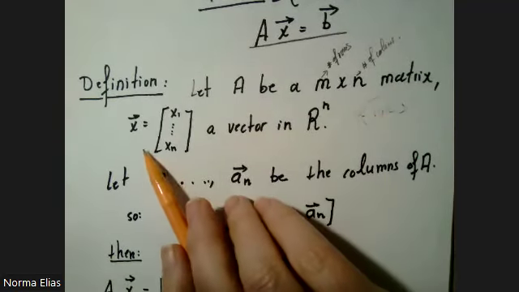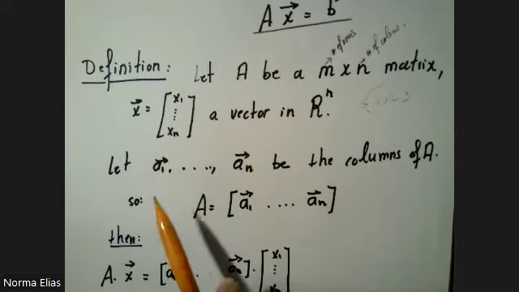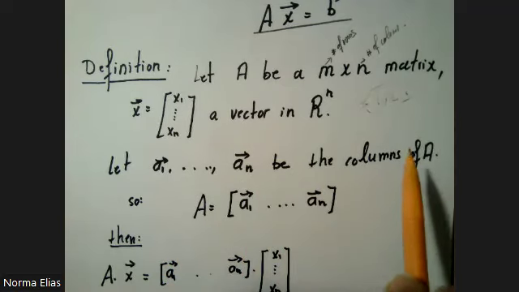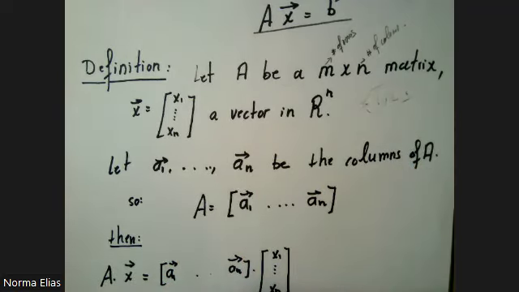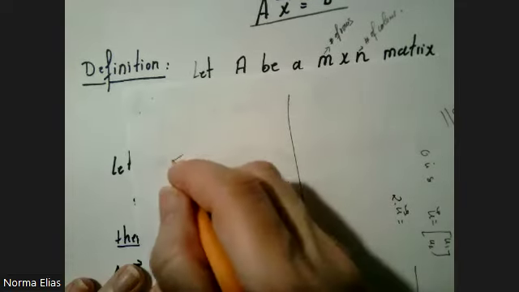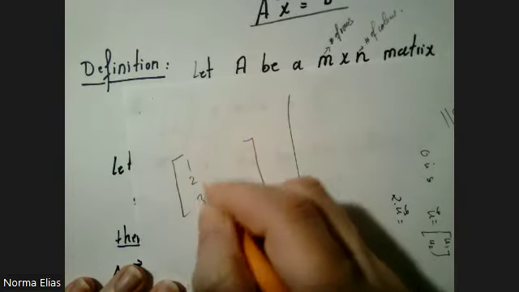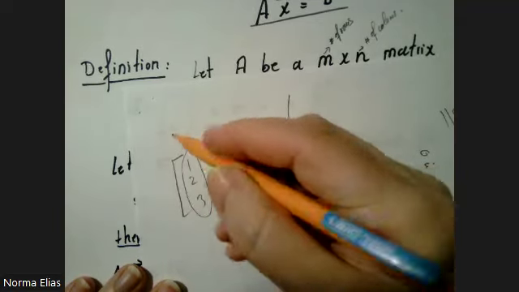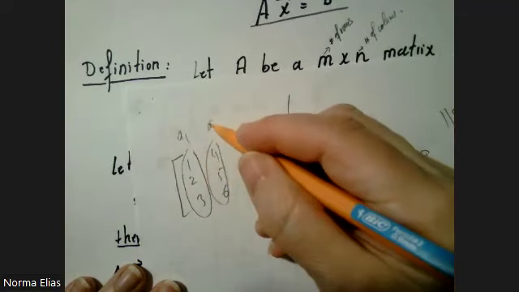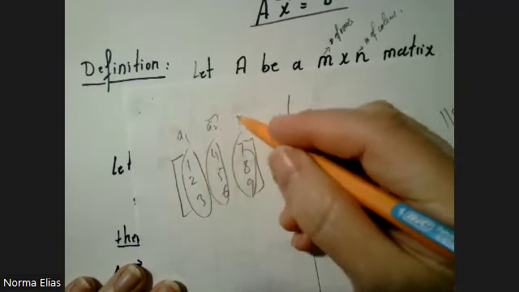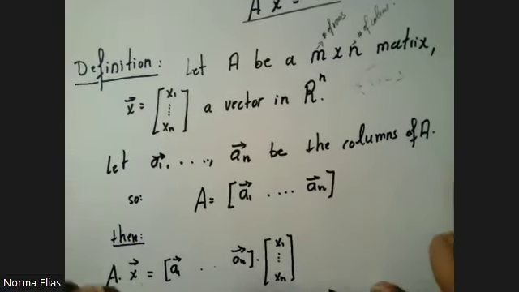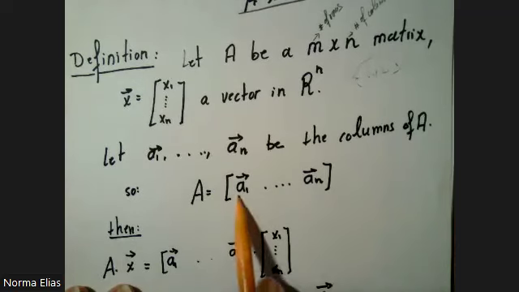So let A be a matrix and x a vector in Rn, and let A1 through An be the columns of the matrix A. Suppose we have any matrix, 1, 2, 3, 4, 5, 6, 7, 8, 9. These are the columns. That's A1, that's A2, and that's A3. That's what I mean by the columns of A. So let A1 through An be the columns of A. It means that A is the following matrix.